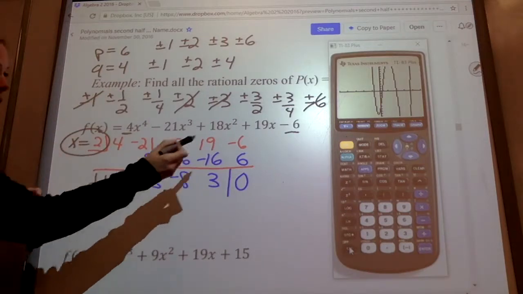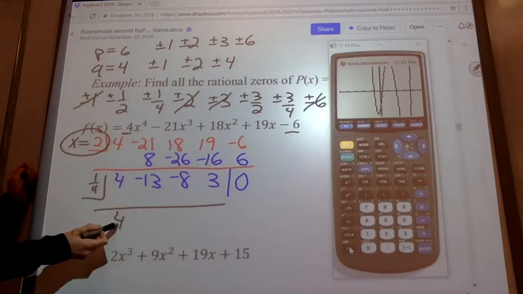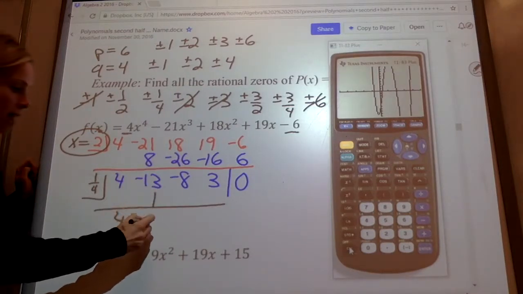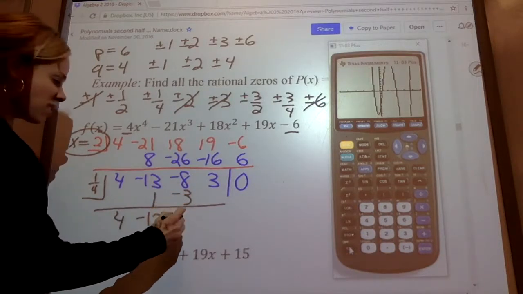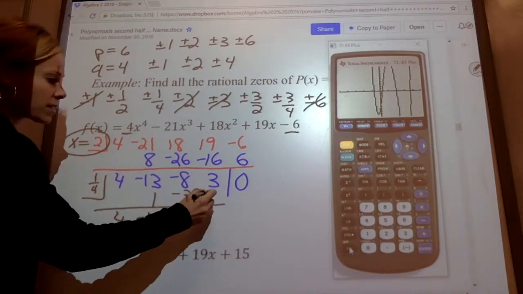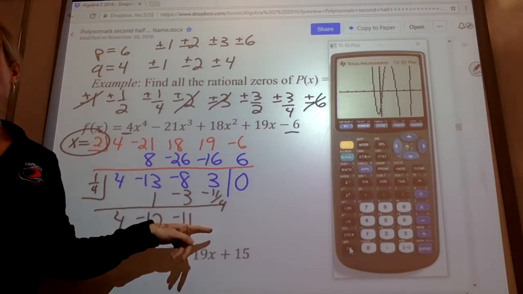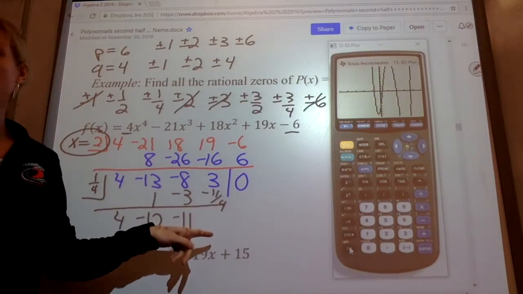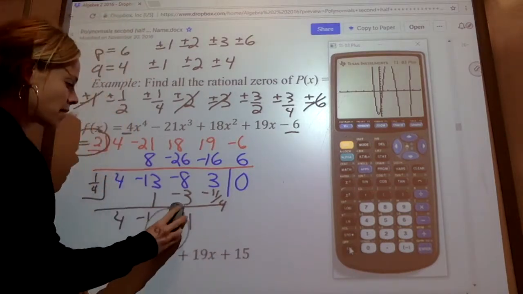So let's try 1/4, because that looks like 1/4 to me. So bring down my 4. 4 times 1/4 is 1. Add 12 divided by 4 is -3. Add 11 divided by 4 is a -11/4. And I do not get 0 as remainder. Okay, so good guess, but it doesn't work. Okay, so gotta erase that. That doesn't work.